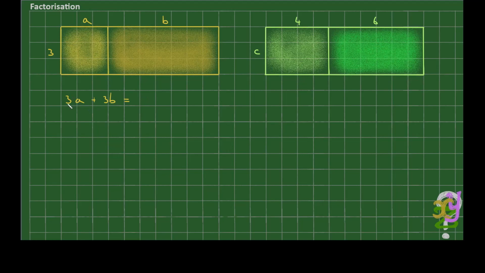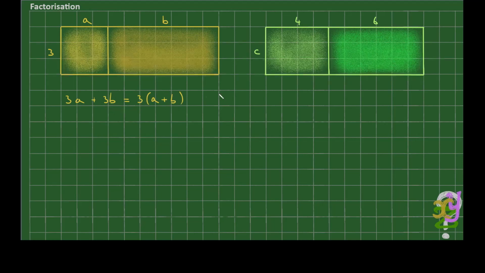And by inspection alone, I can see that it is the 3. So both of these terms are divisible by 3. I'm going to take the 3 outside of the bracket, and then inside the bracket I will have what is left over. A, because 3 multiplied by a will get me to 3a, and then plus b, because 3 multiplied by plus b will get me to 3b.